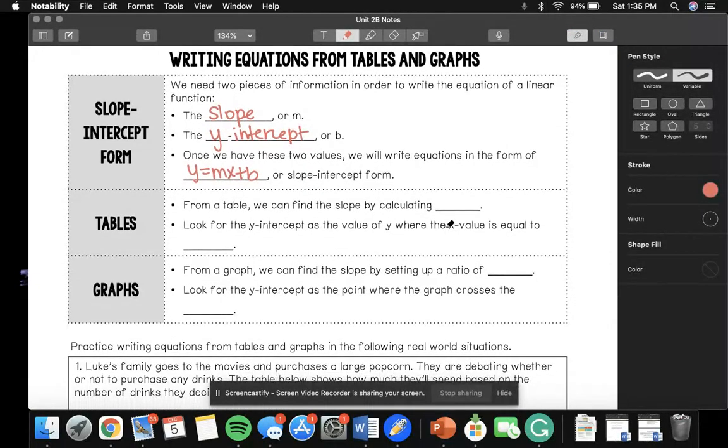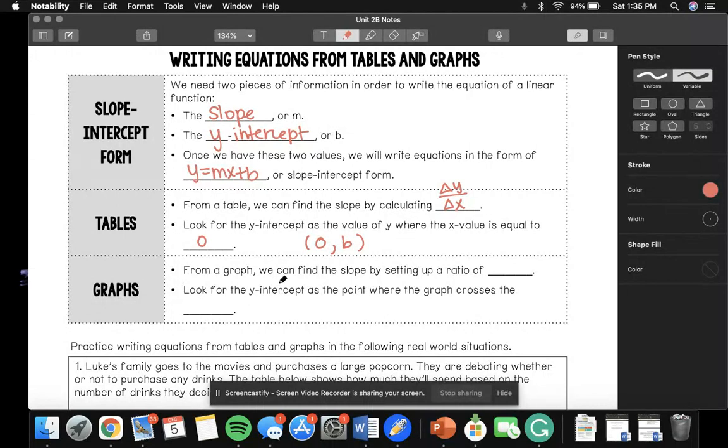So two different things. If we have a table, we can find the slope by calculating the change in the y's over the change in the x's. Look for the y-intercept as the value of y where the x value is equal to 0, because a y-intercept is always on the y-axis, so that would be 0, comma, whatever value you have. That would be your starting point.